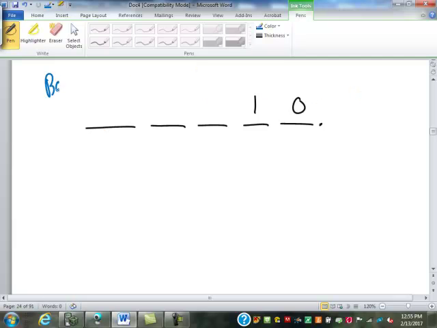This is still base 8. Those are the 1s, 8s, 64s. 1, 0, what does that stand for? Yeah, 1 times 8 is 8, and then there's 0, so it's just an 8. So 1, 0 in base 8 is 8.